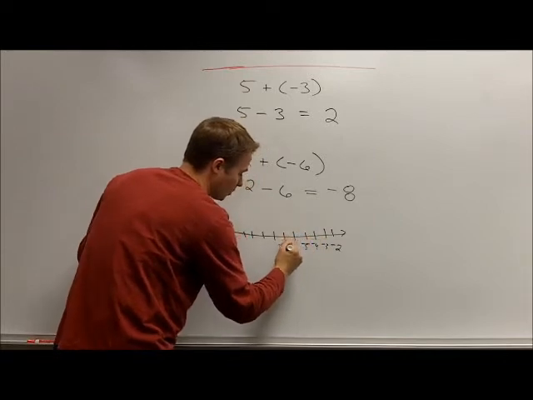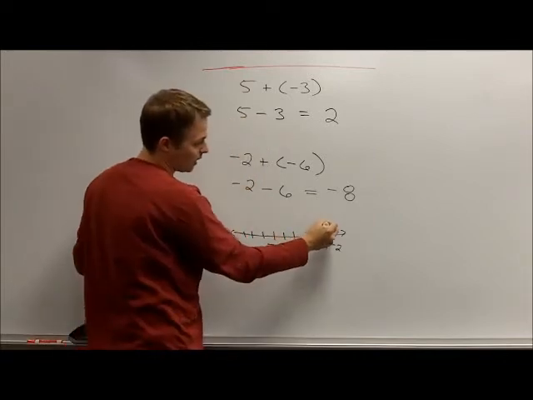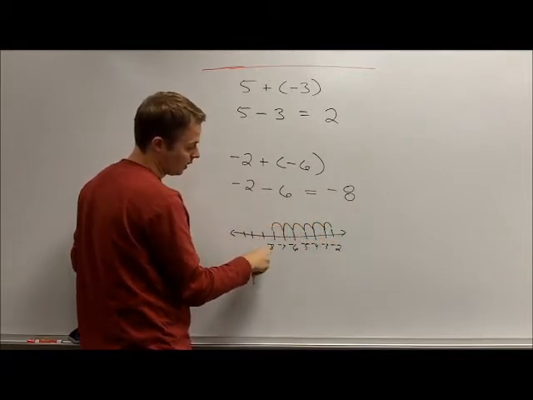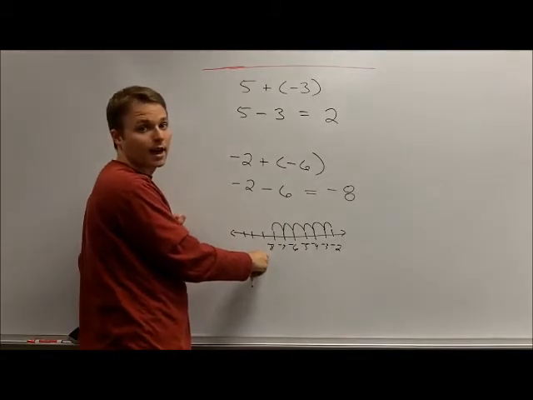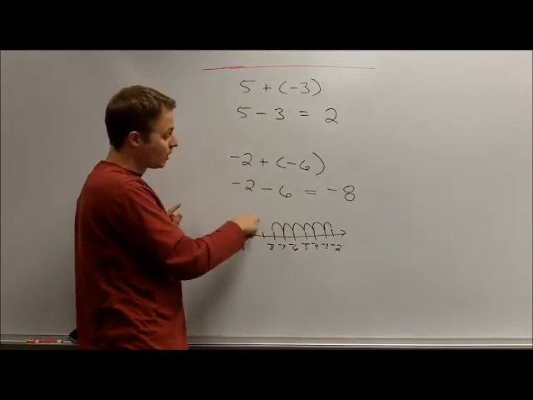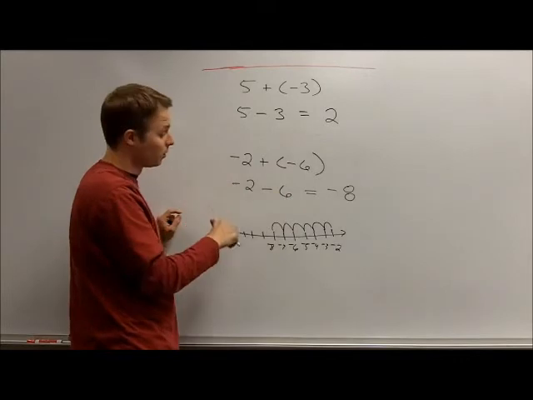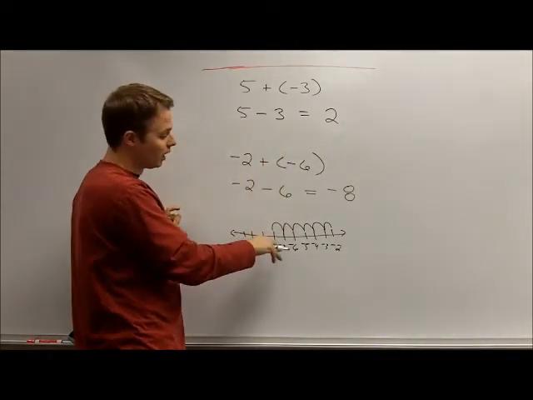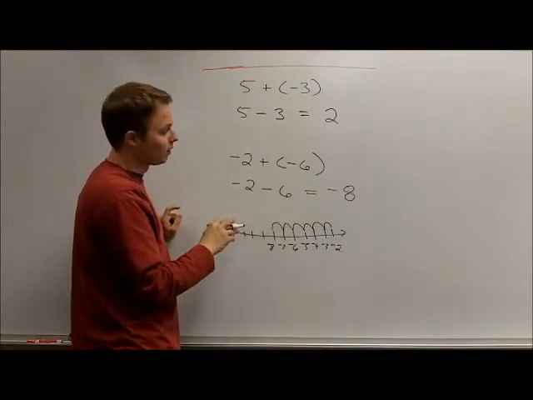I'll just put a few more numbers on here. I'll start at negative 2 and move to the left 6 units. So 1, 2, 3, 4, 5, 6. You can see I actually arrive here at negative 8. So this is a little trick that can help you if it's not totally clear what you should do when you're dealing with the negative numbers, just to make sure that you get the right answers.